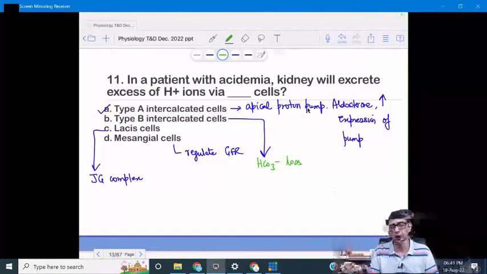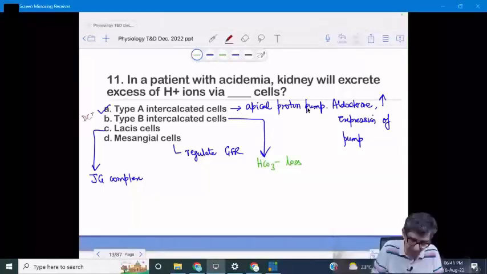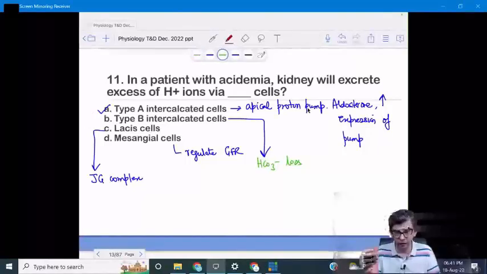The correct answer for question number 11 is option A. You need to remember two facts: if hydrogen is more in the body, then in the distal convoluted tubule of the kidney, both of these are located in the DCT. Present in the DCT are type A and type B intercalated cells which respond to situations of acidosis and alkalosis.